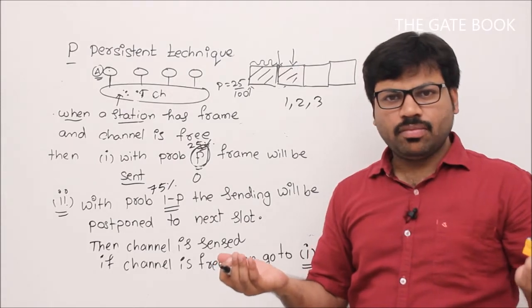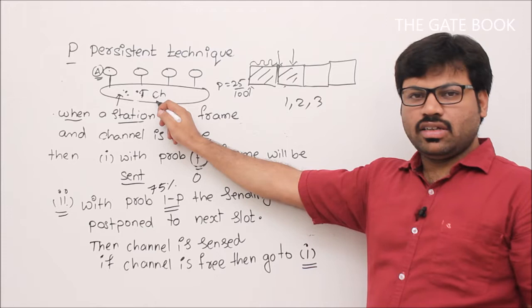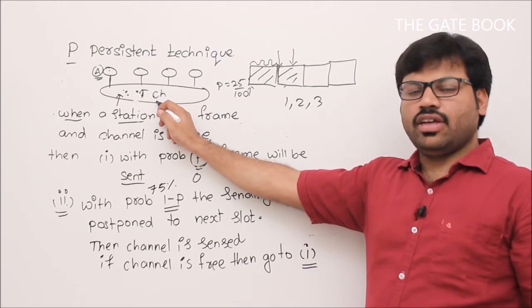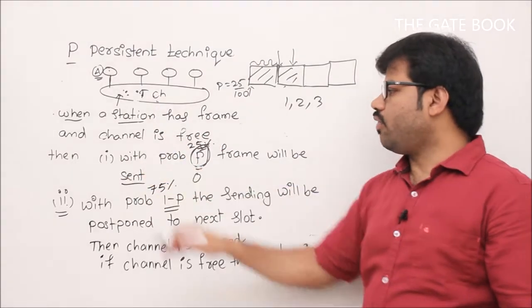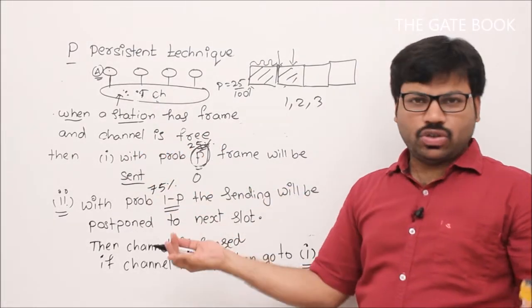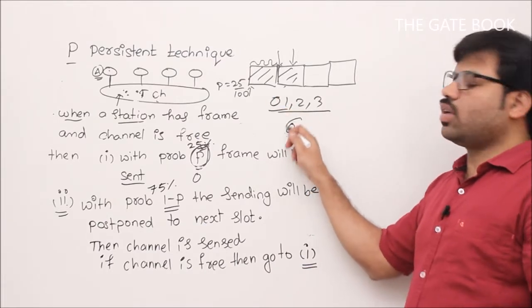Now the next slot will come. Now again sense the channel. If the channel is busy, keep sensing. Suddenly the channel will become free. Whenever the channel becomes free, then again the same story. What do we have to do? With probability P, we should send the data. For that, generate the random number again. This time, let's say 0 comes.